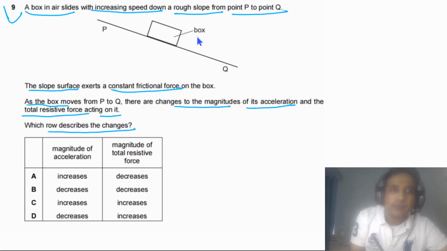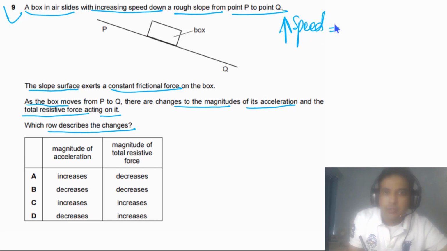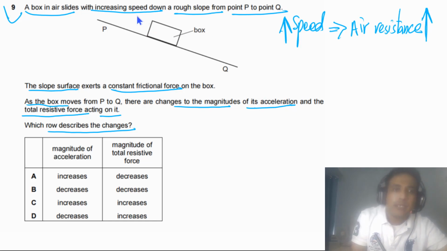For this one, the first thing we need to understand is that as the box is moving down, the speed of the box is increasing. So the effect of air resistance has to increase, because air resistance depends on speed. If the speed increases, air resistance will increase. You can also simply imagine it is moving in the air.